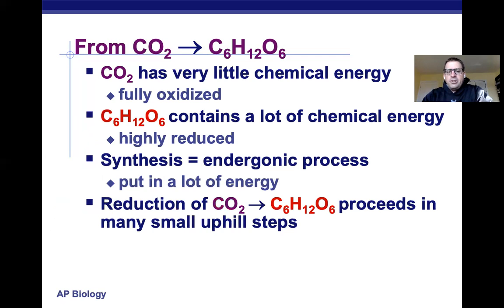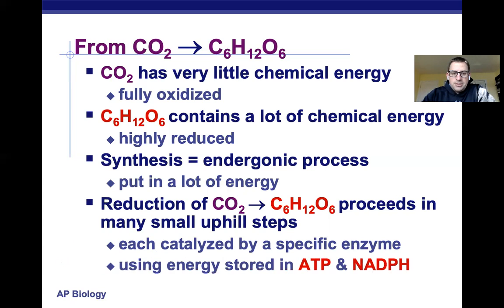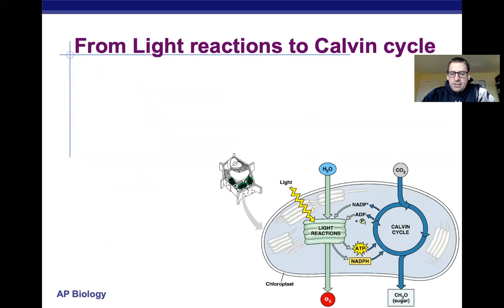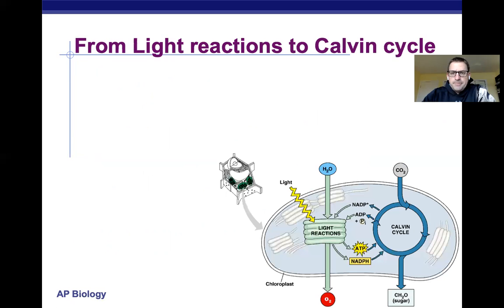So there's going to be a lot of energy put in to build glucose from carbon dioxide. And there are a lot of small little steps that are used to reduce carbon dioxide into glucose. And there are specific enzymes, again, that are used at each of those steps. You're going to need to know the name of one of the enzymes that is used. And like I mentioned, we're going to use the energy that's stored in ATP and NADPH.